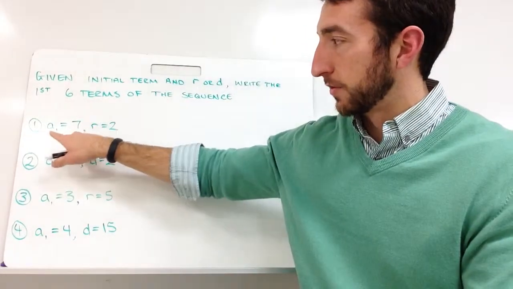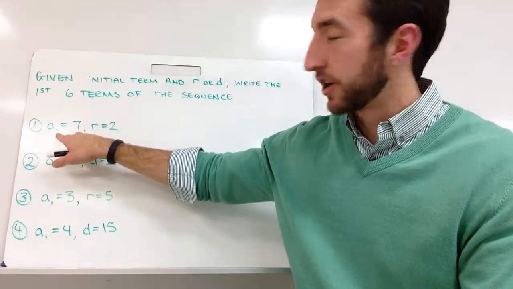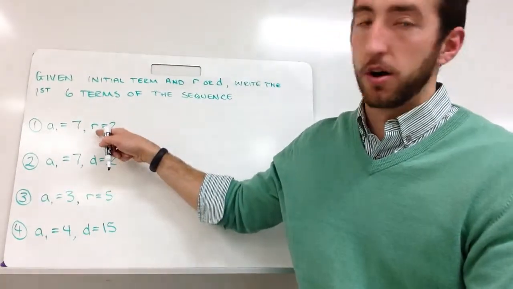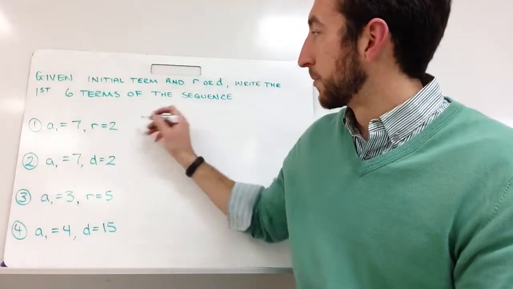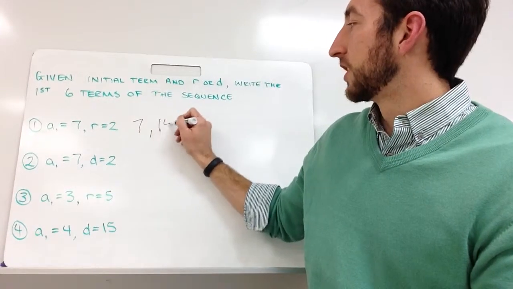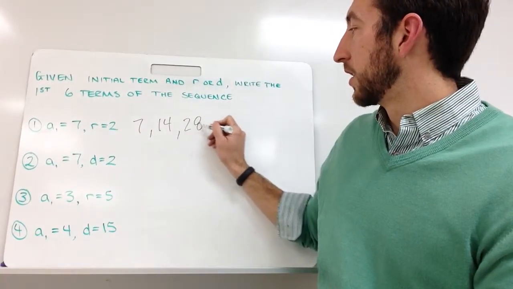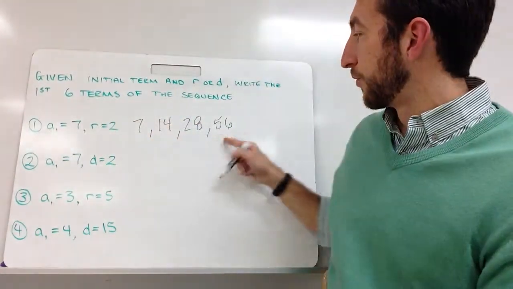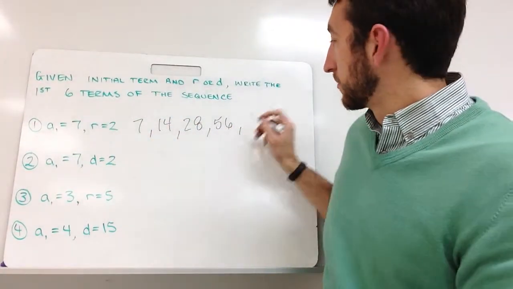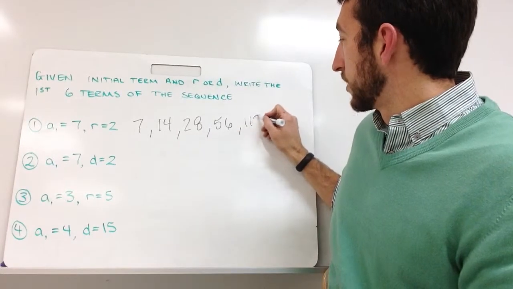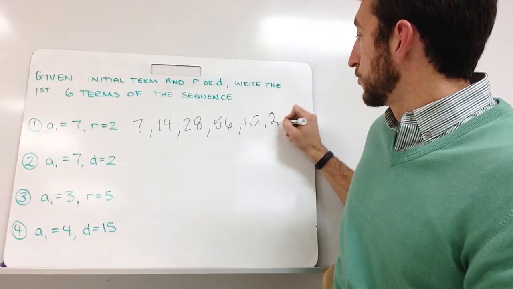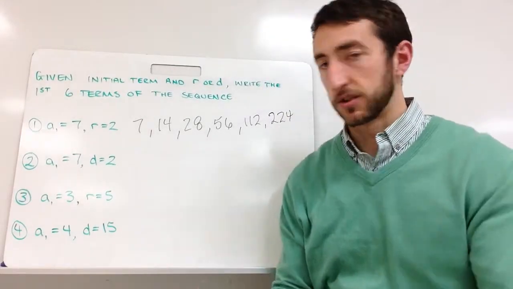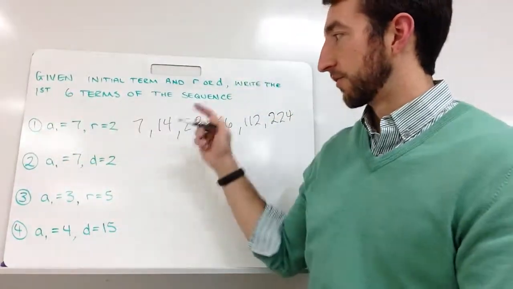So it gives us our initial term. That's A sub 1. That stands for your initial term. Equals 7. My R is going to be 2. So R, that means it's going to be geometric. So that means I'm multiplying. So it's going to be 7, 14, 28, 56. So, and remember I'm writing 6 terms, so I got 4 so far. I'm still multiplying by 2, so that's 112 and 224. So that's all I have to do, just write those 6 terms because that's all it's asking for.